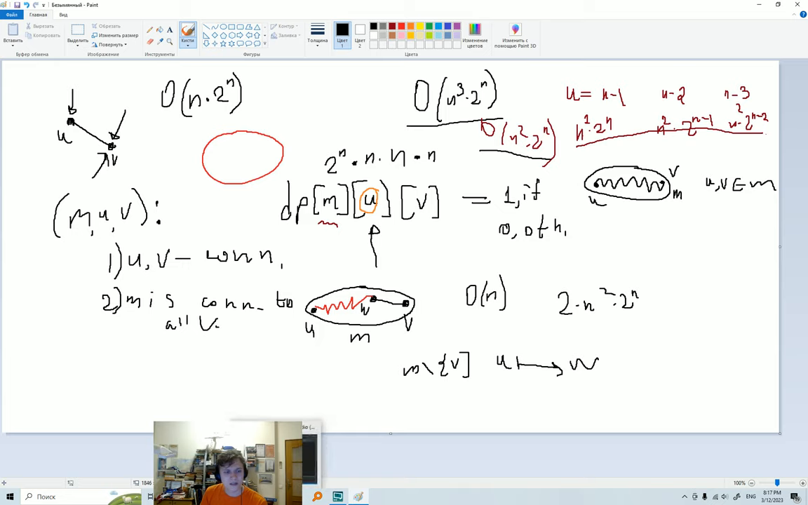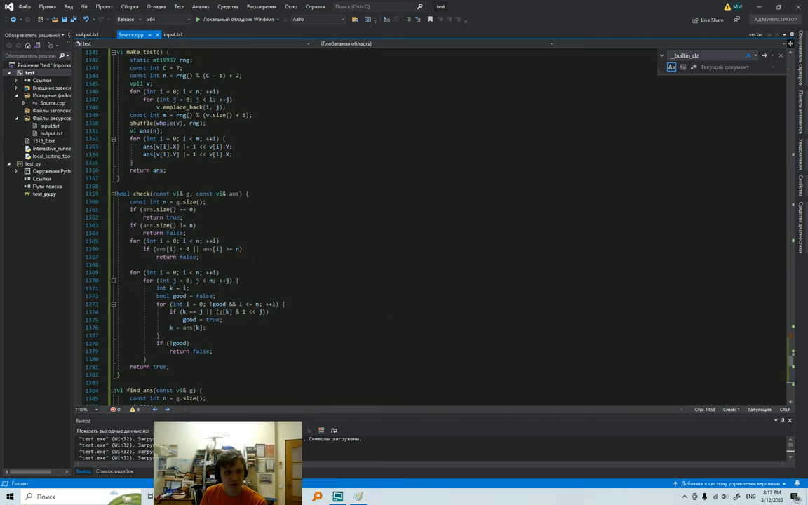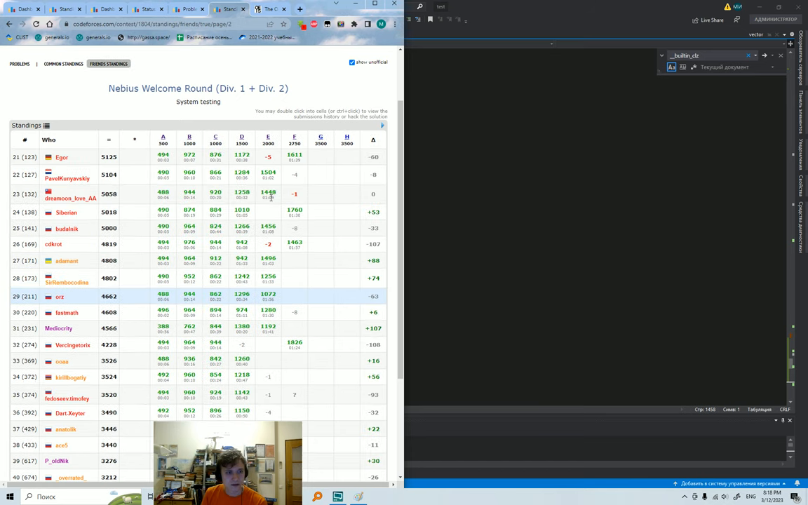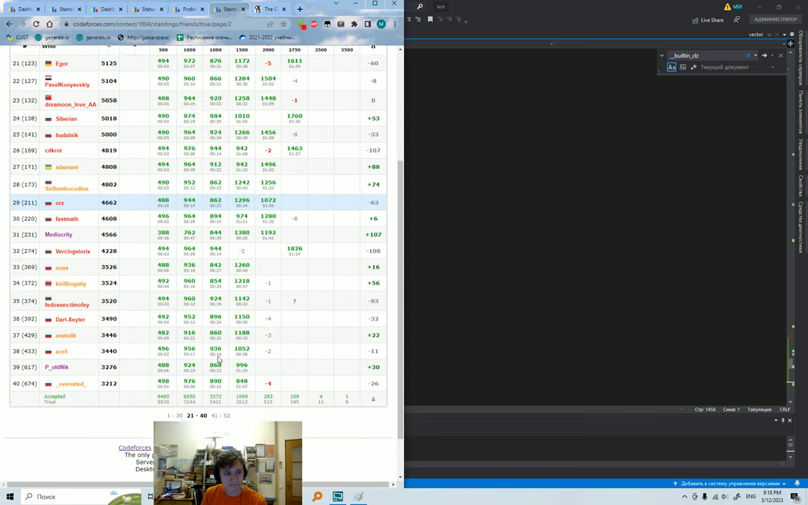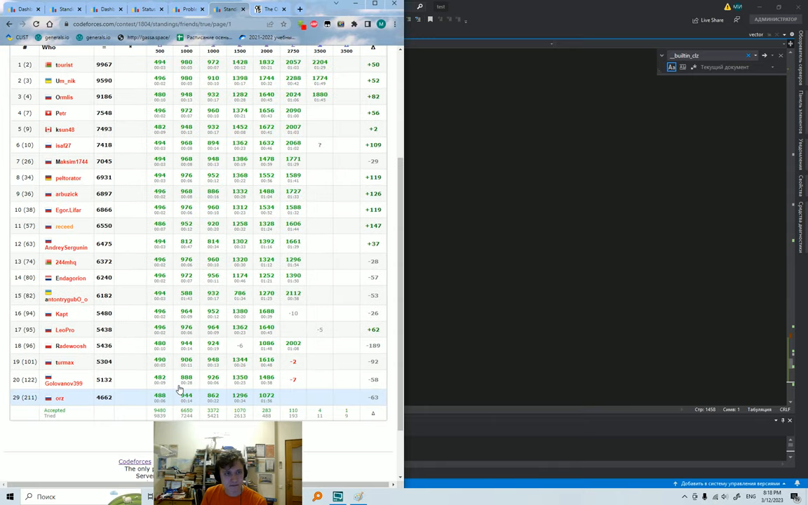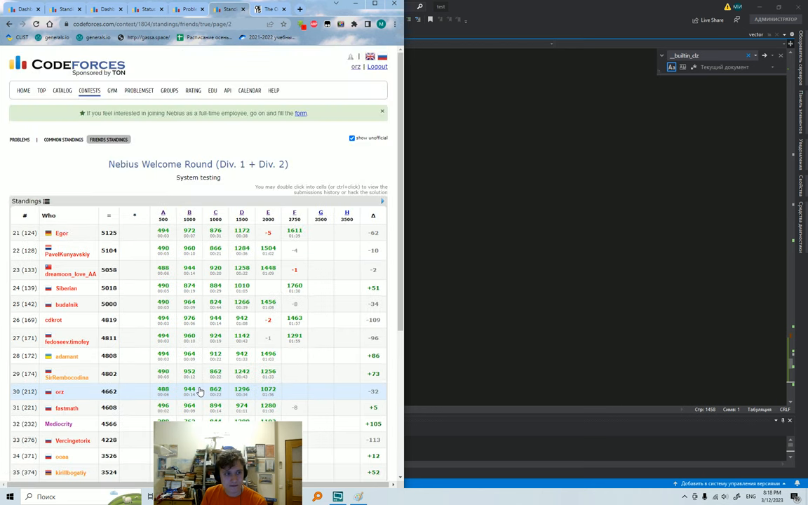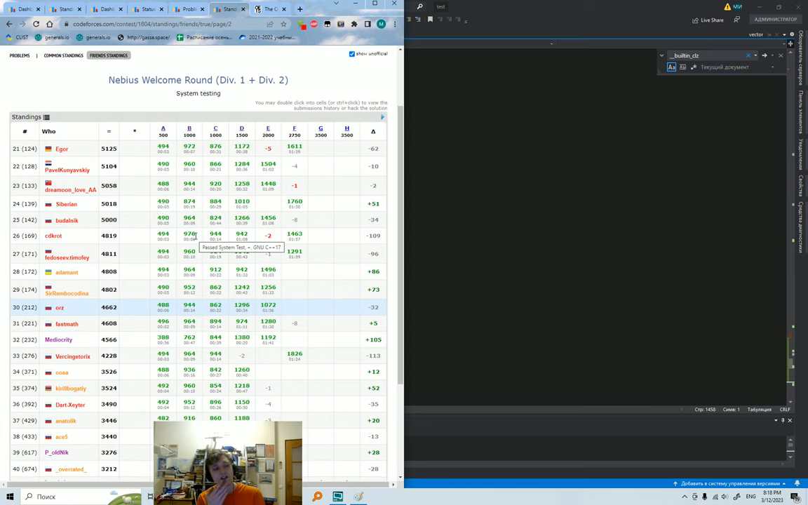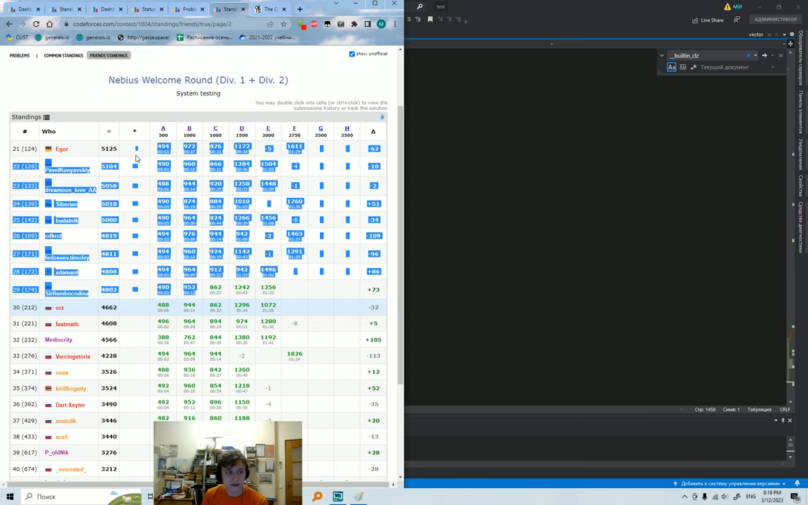The problem is I spent a lot of time writing it, and this is very bad because other guys solved it immediately. But what can we do? I'm frustrated that this problem took a lot of time, but actually it is nice that I managed to write it eventually. But this is minus 32 because all other guys solved it fast.